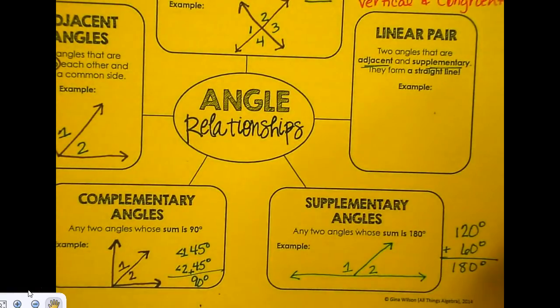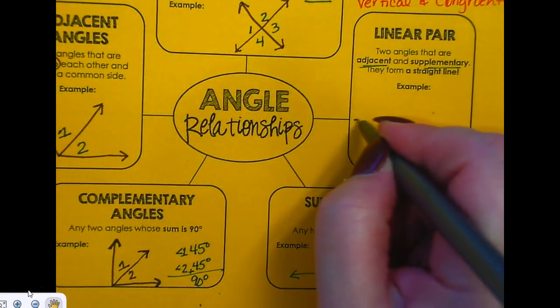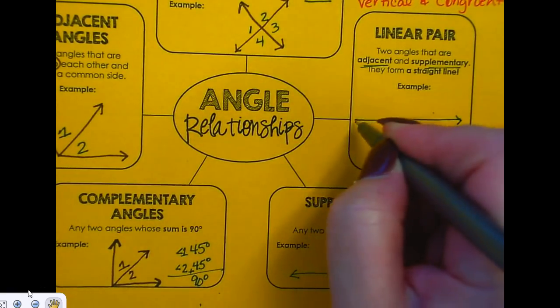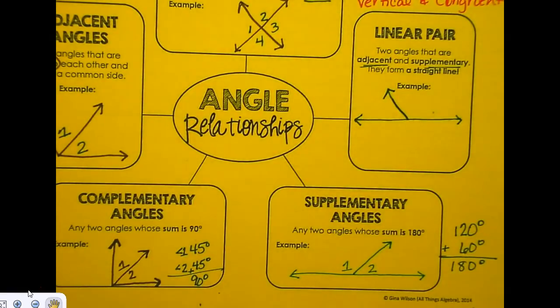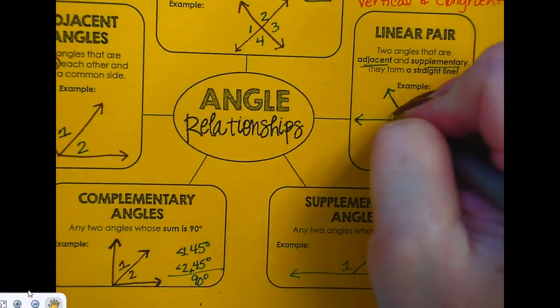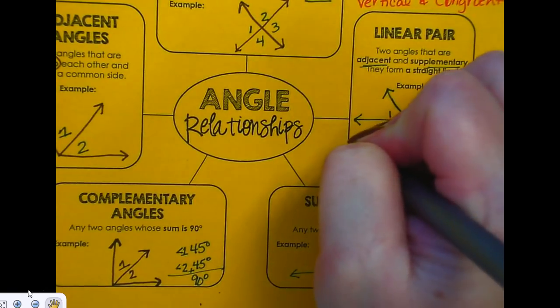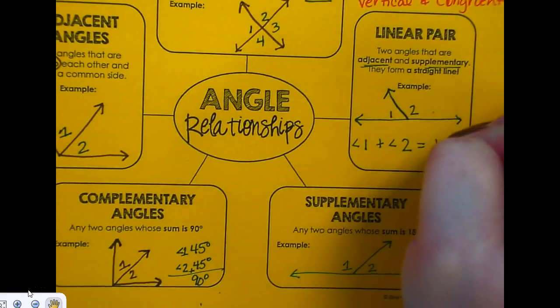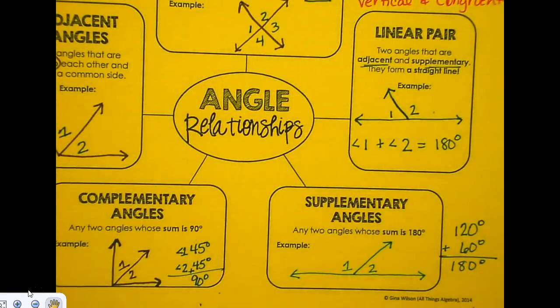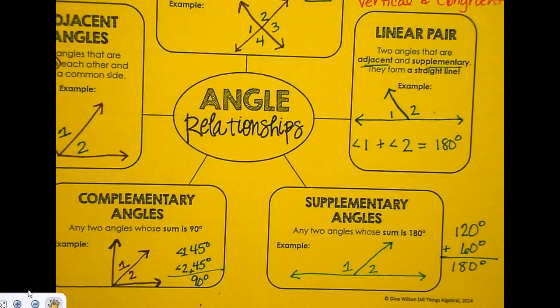So the only thing that we need to draw here for an example is just another pair of supplementary angles. Straight line. Split it somewhere. These are a linear pair. So angle 1 and angle 2. Angle 1 plus angle 2 have to equal 180 degrees. So whenever you have supplementary angles, they are also called a linear pair. So are these two things basically mean the same thing? Yes.